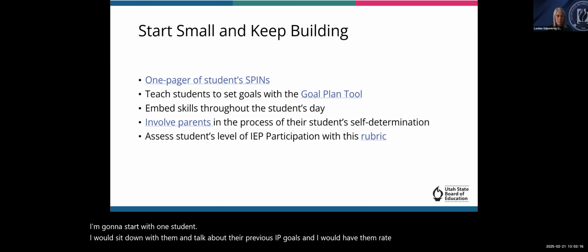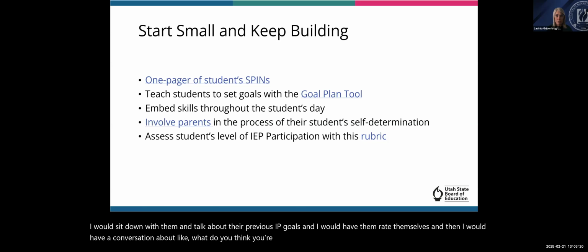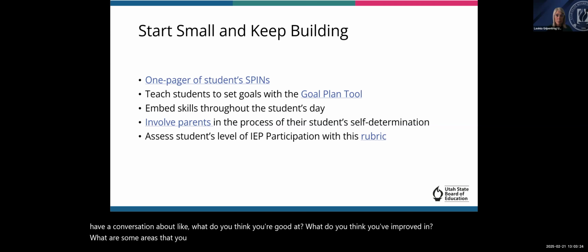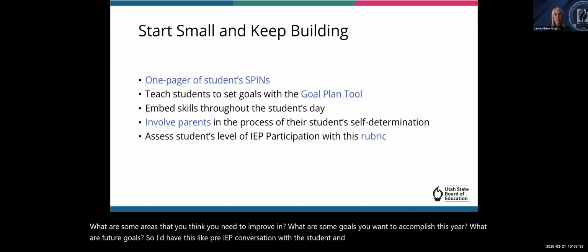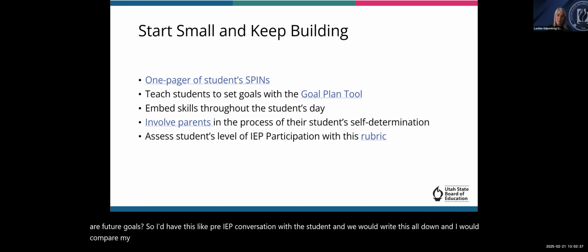And then, I would have a conversation about, like, what do you think you're good at? What do you think you've improved in? What are some areas that you think you need to improve in? What are some goals you want to accomplish this year? What are future goals? So I'd have this pre-IEP conversation with the student, and we would write this all down, and I would compare my progress notes with how they kind of rated themselves on their goals.